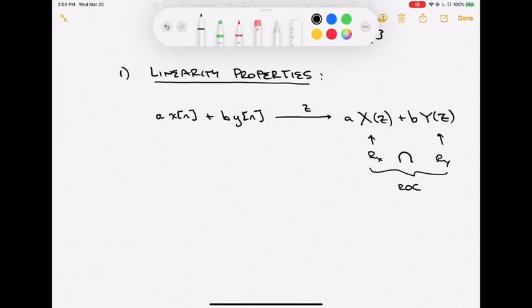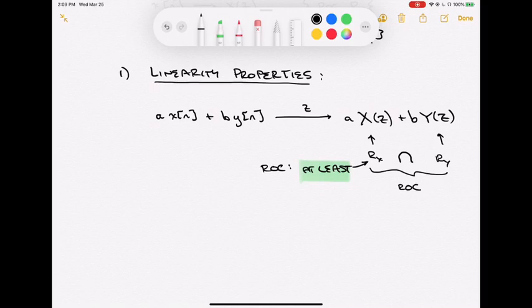There is a little additional detail on this. I'm going to say that the region of convergence of this sum is at least the intersection of Rx and Ry. We will want to spend a little time trying to figure out why there would be this extra bit of language in there, the "at least."